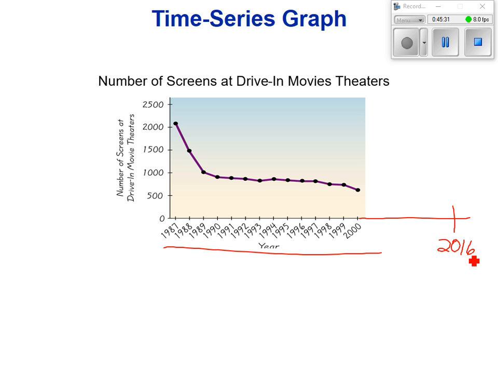Think it'd be way back up here? Probably not. When was the last time you went to a, Mr. Miller, when was the last time you went to a drive-in movie? Really? You did? You guys are freak balls. Nobody goes to drive-in movies anymore. I'm just kidding. But how many drive-in movie theaters are there around?